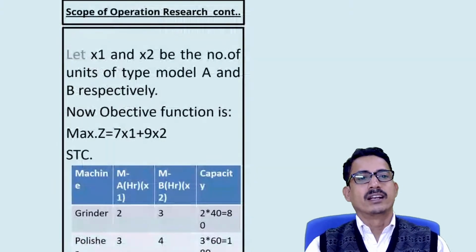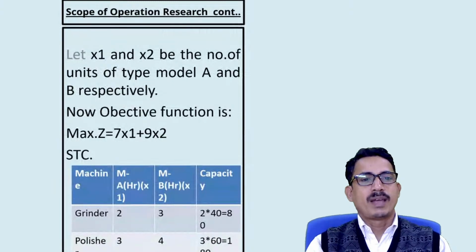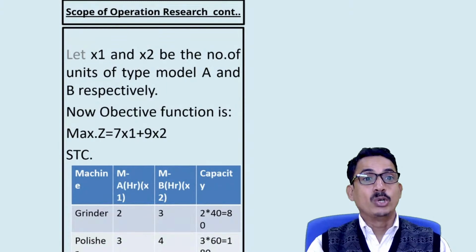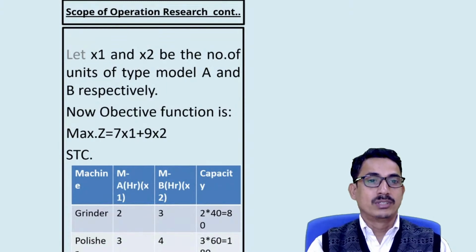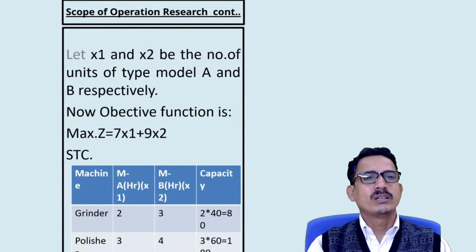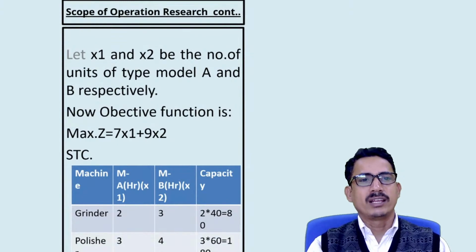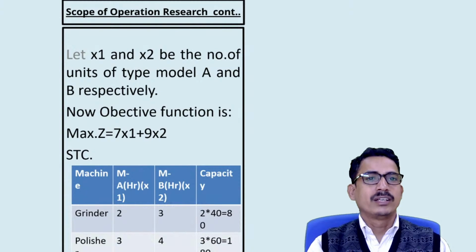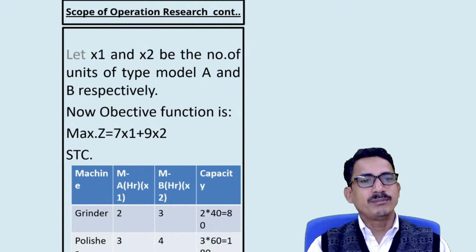See, in the middle it is written, the objective function is max Z equals 7x1 plus 9x2. The question suddenly comes, how do you know this 7x1, 9x2? See here, two types of model are given, model A and model B. The two variables we have to take are x1 and x2. The x1 should be linked with model A, x2 should be linked with model B. Now how do you write x1? The x1 is the number of units of model type A, x2 is the number of units of model type B.